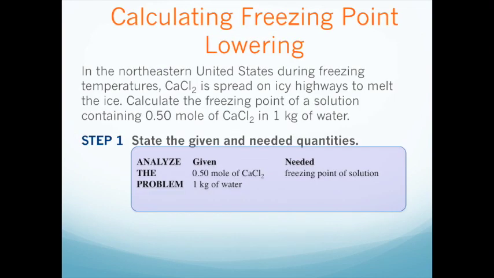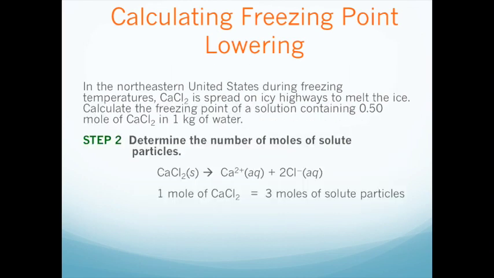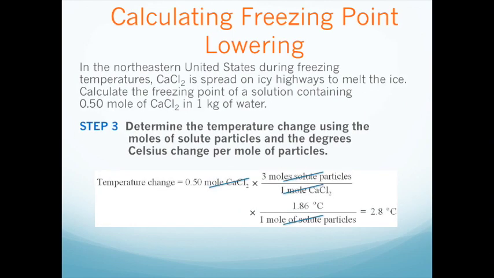So the first example, we're going to calculate the freezing point lowering. In the northeastern United States, during freezing temperatures, calcium chloride is spread on icy highways to melt the ice. Calculate the freezing point of a solution containing 0.5 moles of calcium chloride in 1 kilogram of water. So we're given 0.5 moles of calcium chloride and 1 kilogram of water, and we want to find the new freezing point. So we know that calcium chloride dissociates to produce 3 moles of solute particles, and we also know how many degrees Celsius the freezing point changes when you add 1 mole of solute particles.